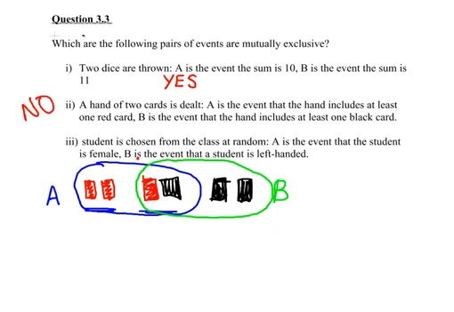Okay. So finally, a student is chosen from a class at random, and A is the event that the student is female, and B is the event that the student is left-handed. Well, straightforward enough, this one, you could have a left-handed female in the class. And as long as that possibility exists, they're not mutually exclusive.